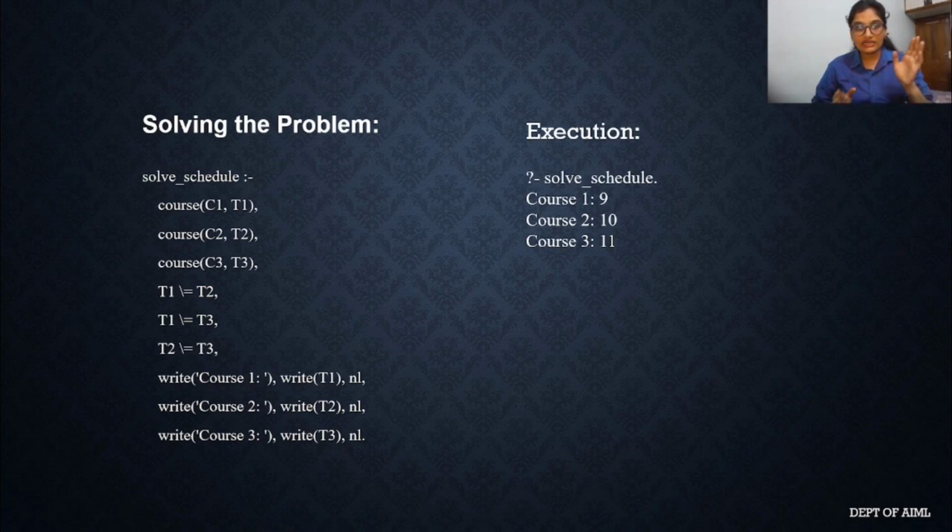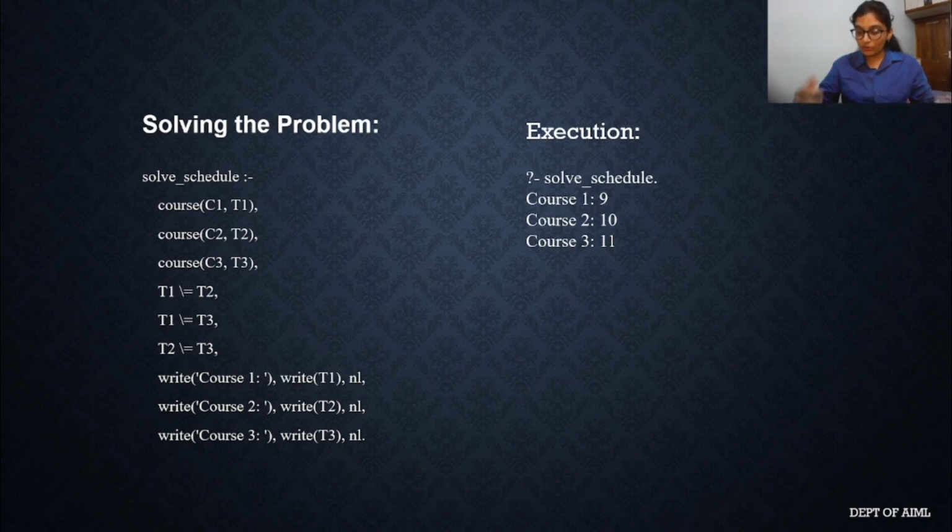Next, the constraints. T1 \= T2 ensures that C1 and C2 do not share the same time slot. Next, T1 \= T3 ensures that C1 and C3 do not share the same time slot, and T2 \= T3 ensures that C2 and C3 do not share the same time slot.